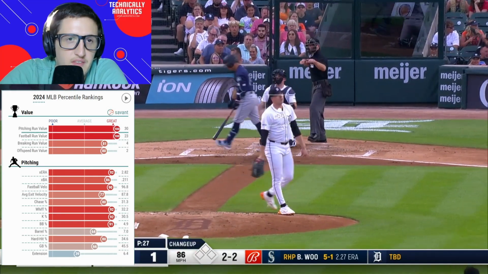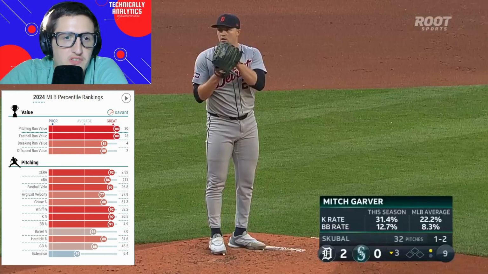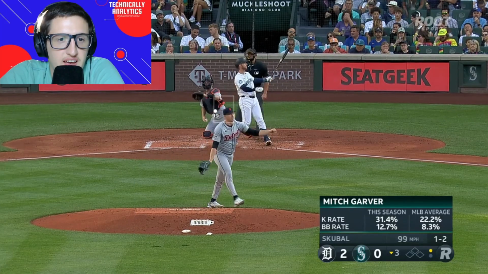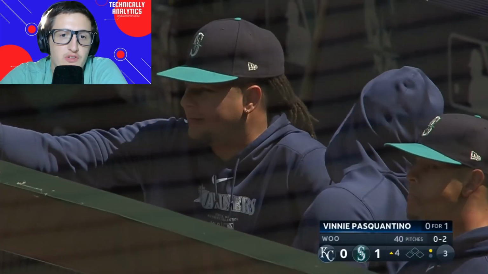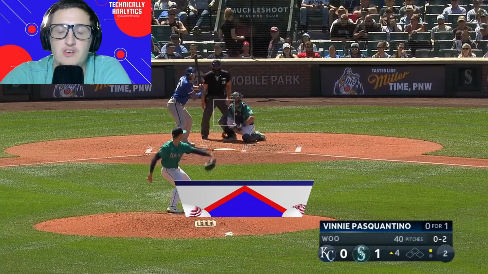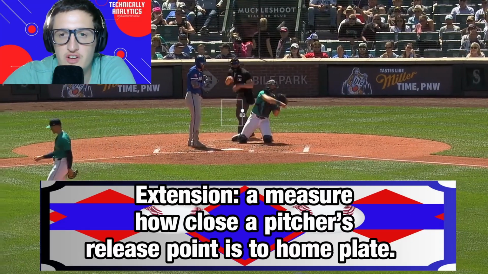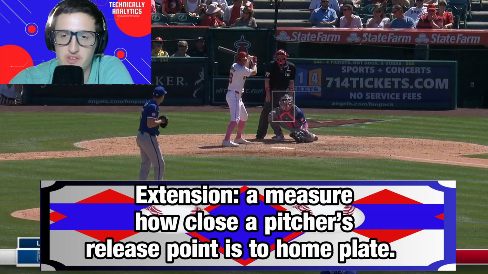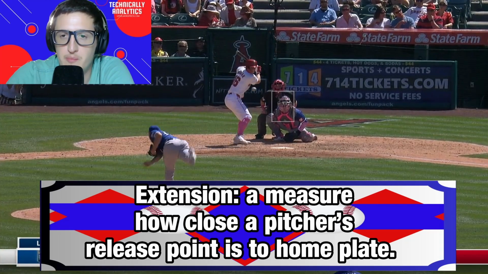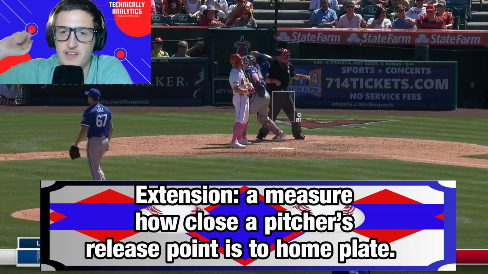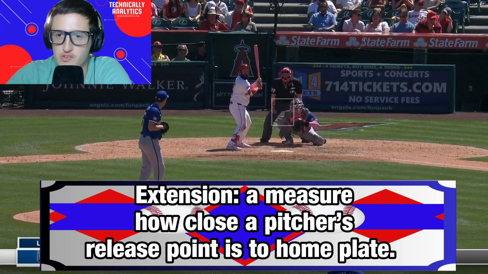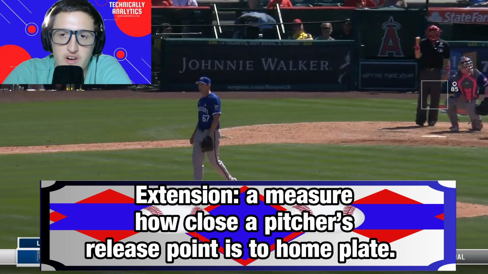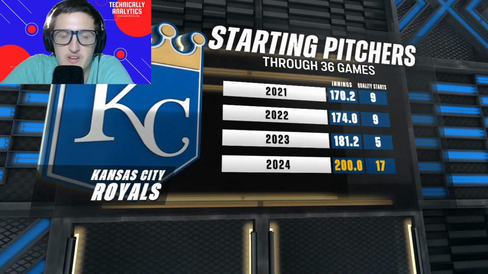Yeah. So that's basically Baseball Savant stuff. And then there's also extension. We can also look at that. It measures how close a pitcher's release point is to home plate. So basically, the more you stretch yourself towards home plate, the taller you are, the bigger your step is, the closer you are to home plate, and that lessens the distance between you and the batter. So theoretically, you could throw the ball harder, right? It's just physics. I mean, it's simple physics.